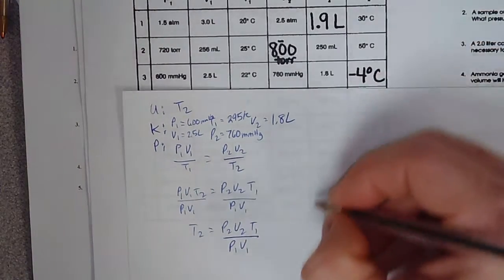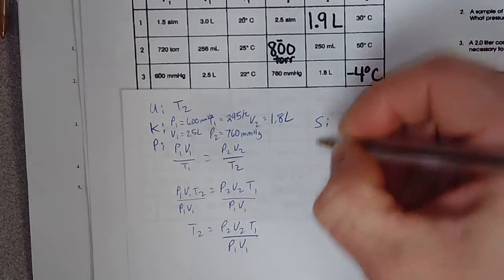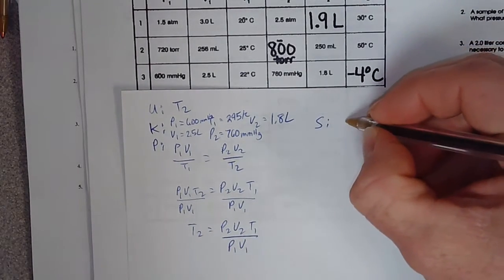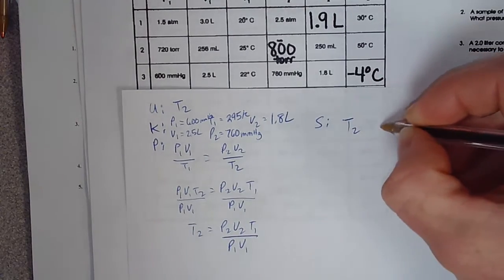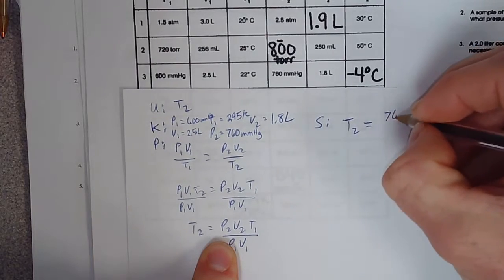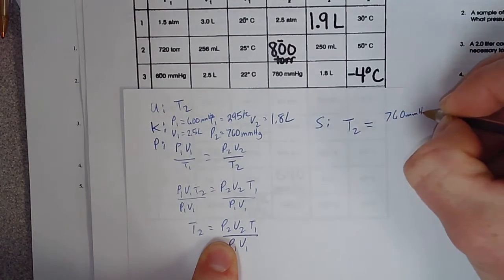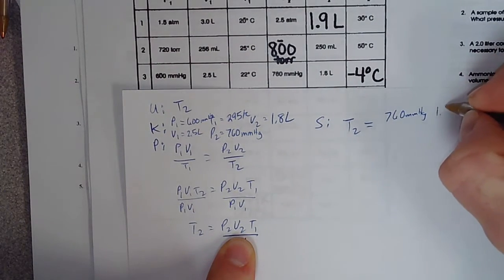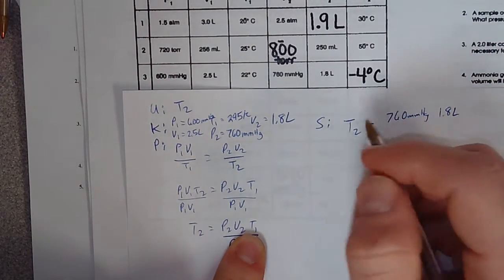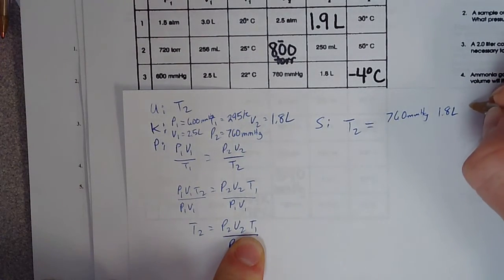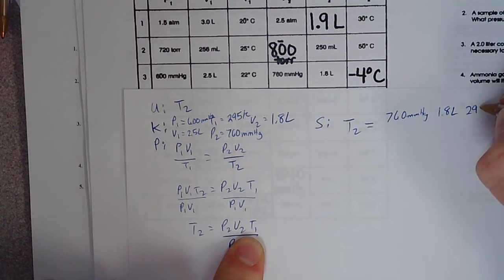All right. Now, when we solve, we're just plugging in the numbers that are provided here. So let's do that. This pressure 2 was 760. And the volume 2 was, I believe, 1.8 liters. Had a little bit of trouble telling what it said there. T1 was 22 degrees Celsius or 295 Kelvin, which you need to use Kelvin in gas law problems.